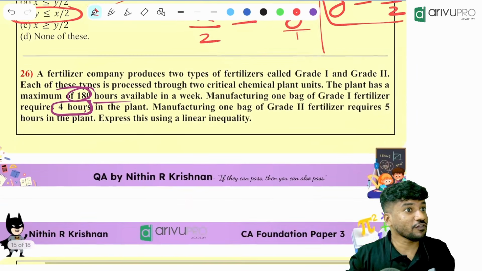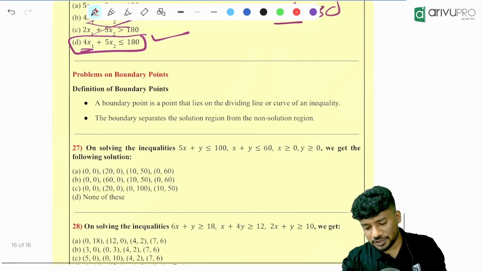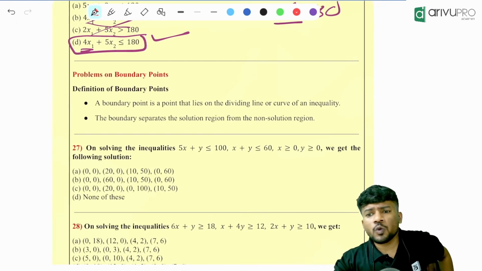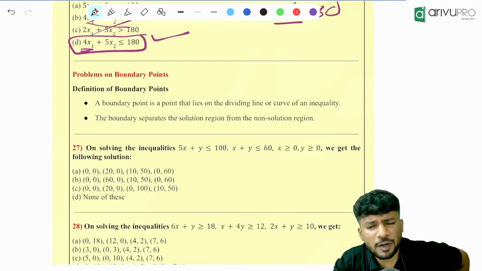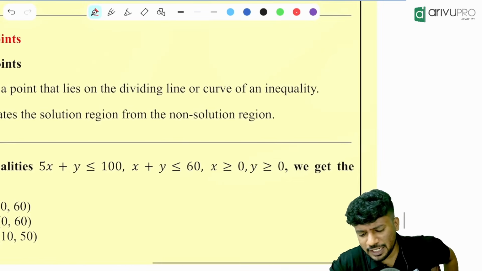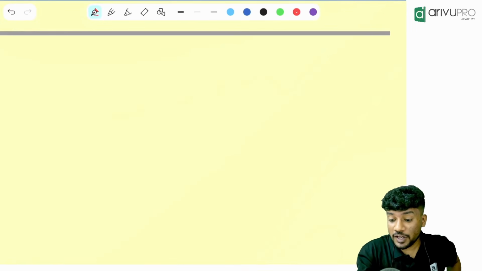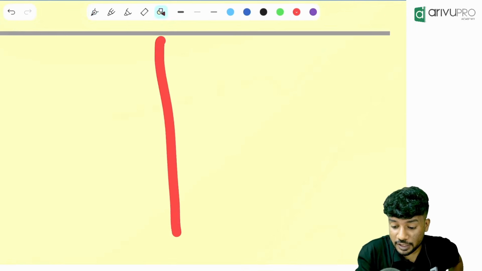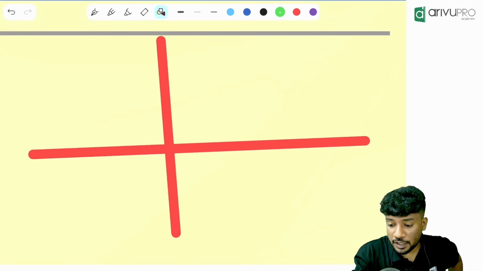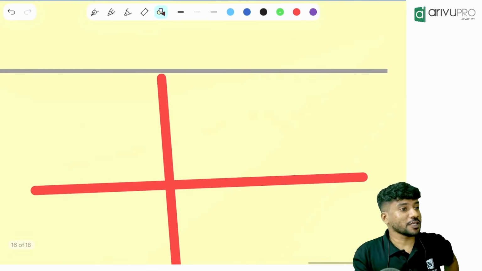Now we are going for the final part of this chapter. That is called boundary points. What do you mean by boundary points, people? Anyone any idea regarding boundary points? For example, when I drew a graph on the first day, right? When I draw some graph, I'm going to ask you a question. x plus y.